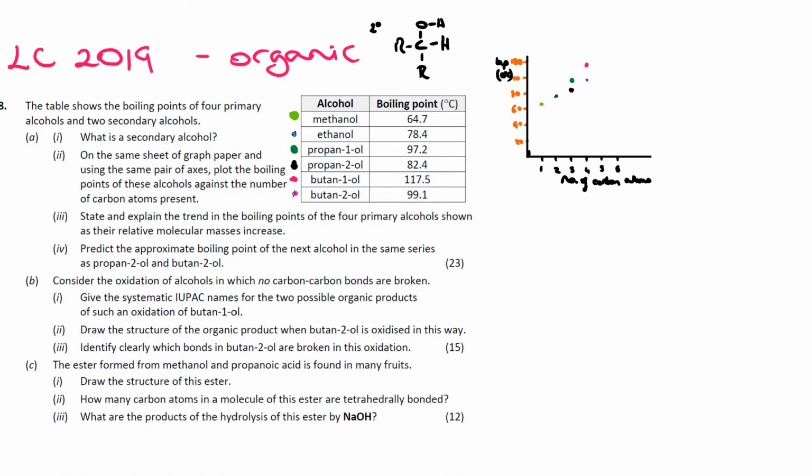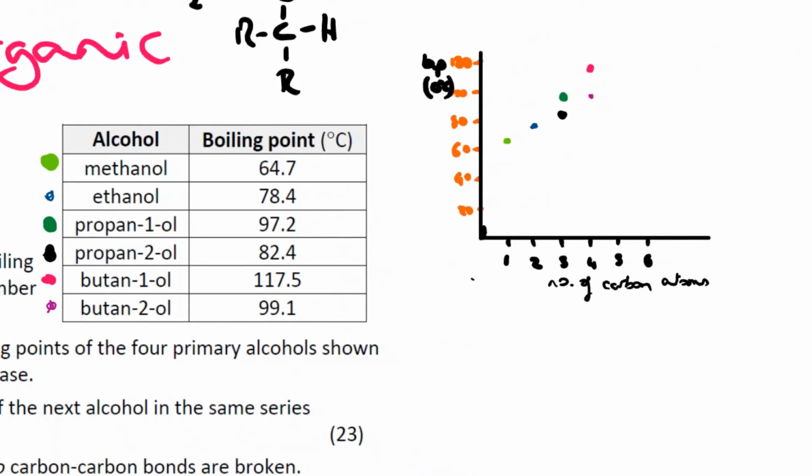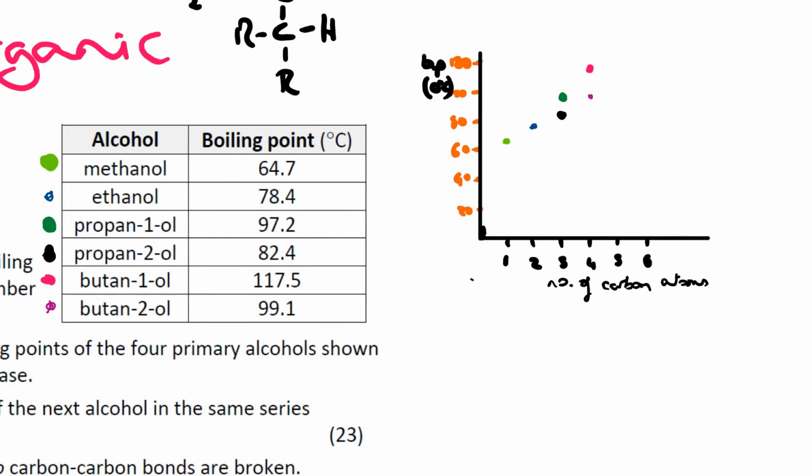So the next one then, state and explain the trend in the boiling points. Now, how can we explain that trend? Well, they all have the key functional group that allows them to have a really high boiling point, which is the hydrogen bonding in the OH group. The fact that you're going from methanol to ethanol to propane 1-ol to propane 2-ol to butane 1-ol, the fact that they're all increasing is because the carbon chain is increasing.